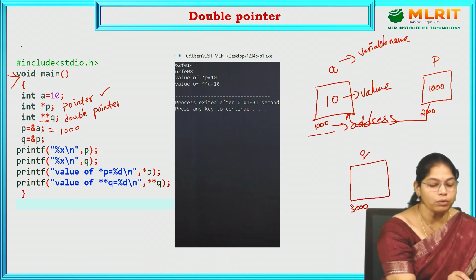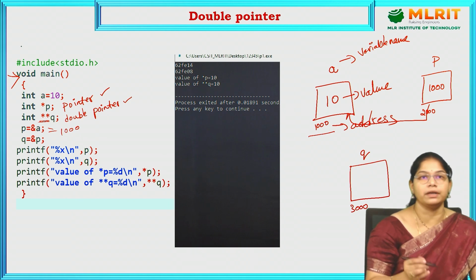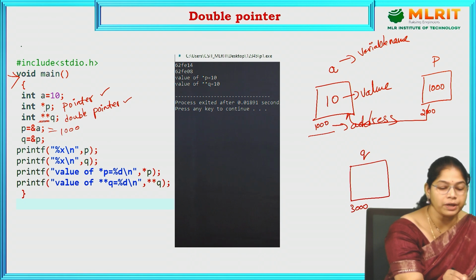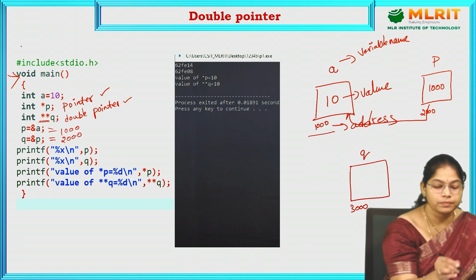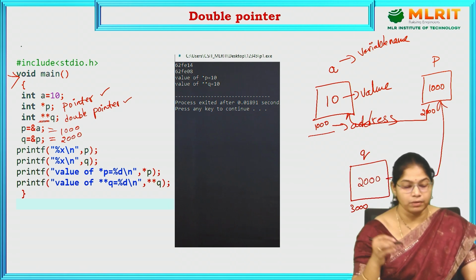Then q is equal to address of p. What is q? q is the double pointer. The purpose of a double pointer is that it can store the address of another pointer. So here the other pointer is p, so that is the address of p. The address of p is 2000. So here we have 2000. It is pointing to here.